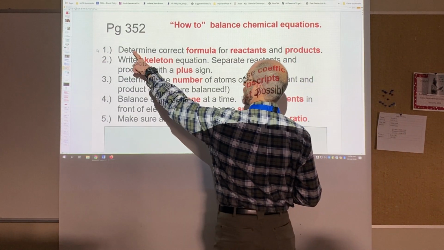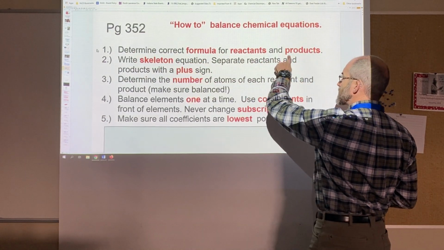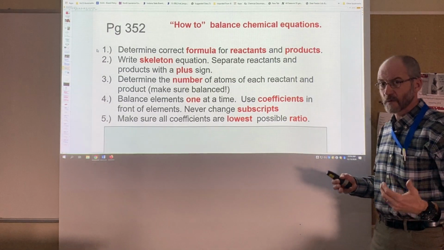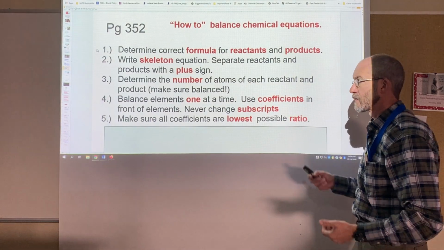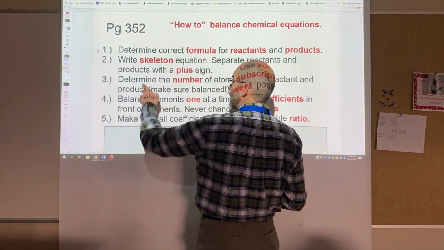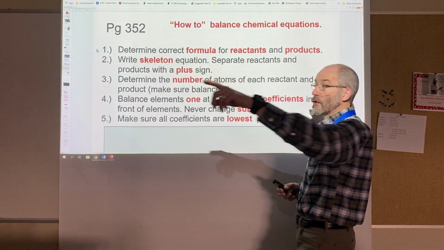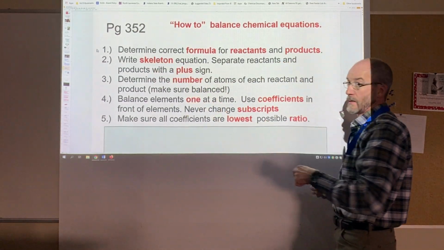Okay, you need to determine, number 1, the correct formula for the reactants and the products. This is pointless if you don't have the right formulas in your reactants and products. Number 2, you're going to write a skeleton equation, okay?